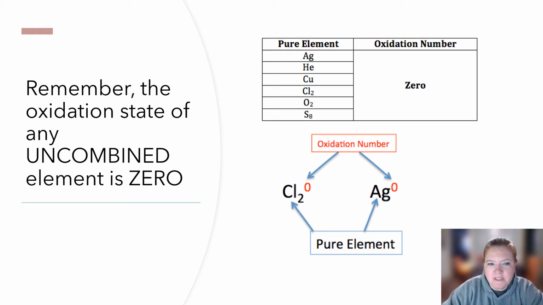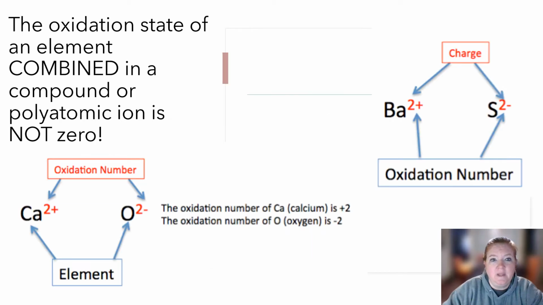Remember, the oxidation state of any uncombined element is 0. The oxidation state of an element combined in a polyatomic ion or in a compound is definitely not 0.